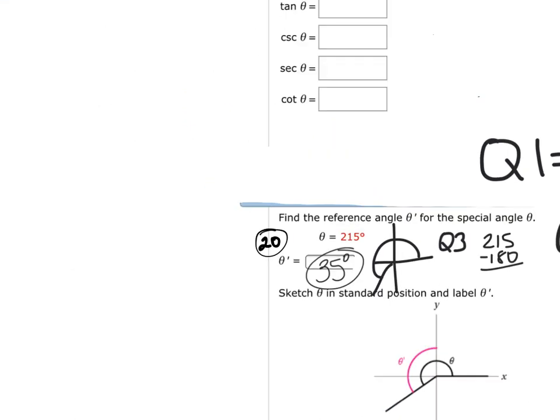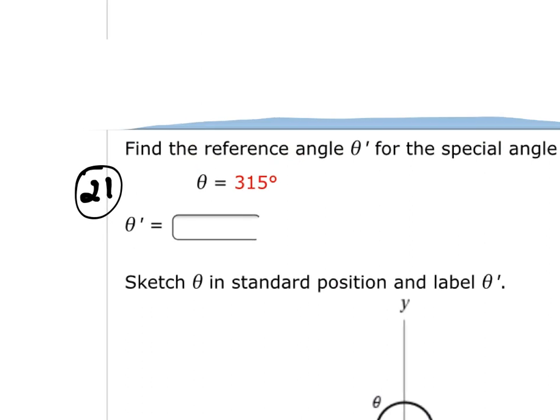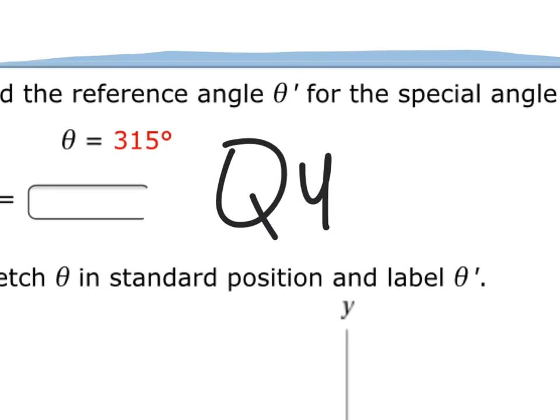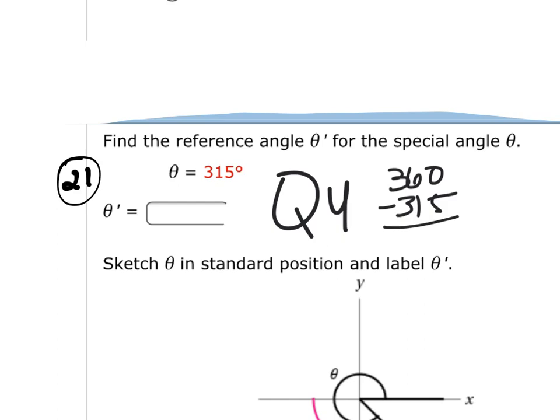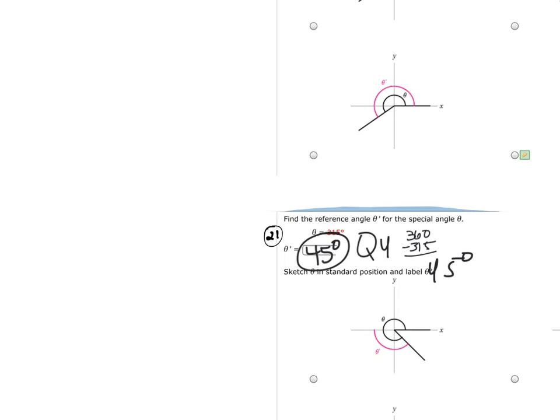If I start off in degrees, what should my answer be in? Degrees. If I start off in radians, what should my answer be in? Radians. Where is 315? What quadrant? Quadrant four. What's the rule for quadrant four? It's 360 minus. What's 360 minus 315? 45. I started off in degrees, so I do what? End in degrees. Good.